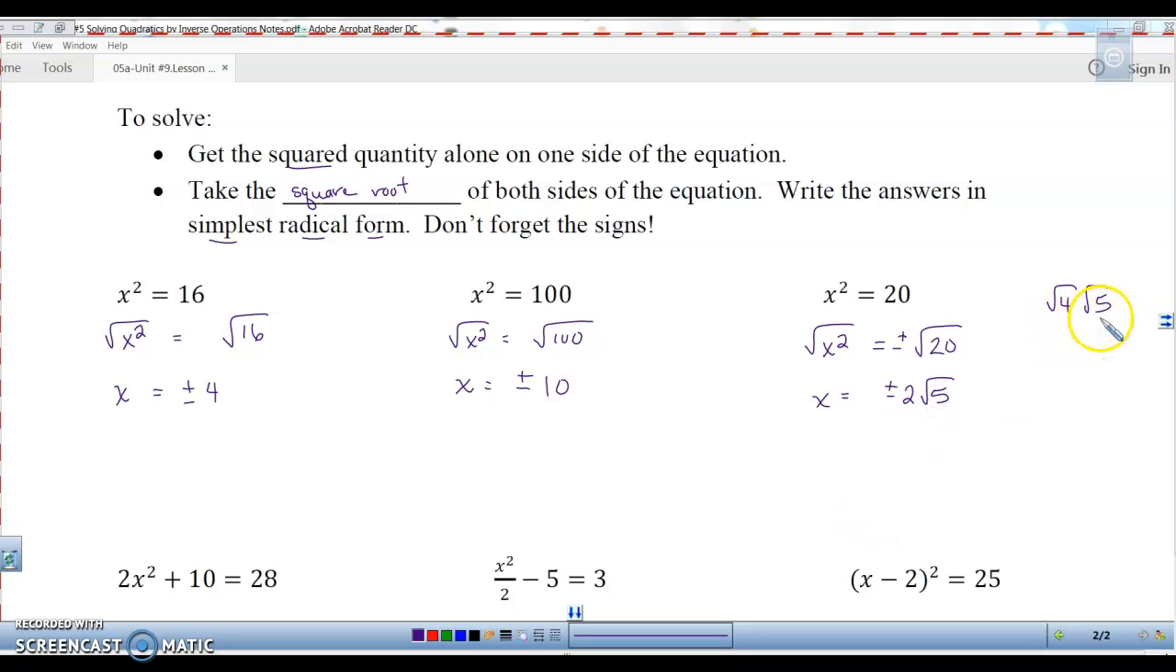All right, 4 is a perfect square, 5 is not. Take the square root of 4 is 2. Square root of 5 is square root of 5, and it's plus or minus 2 square root of 5, and that's as far as you can go.